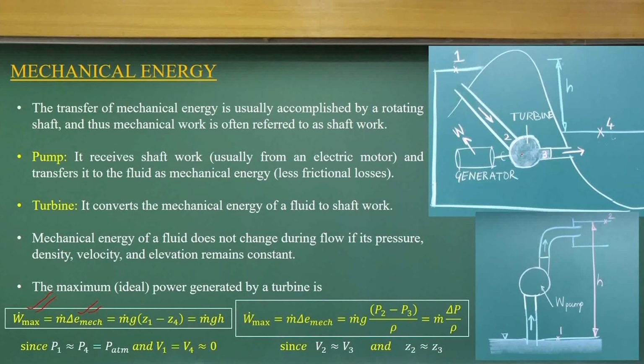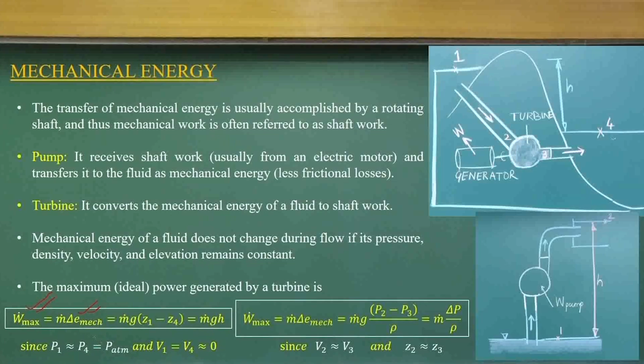Assuming that all are 100% efficient systems, then for the maximum power generated between points 1 and 4, as you know, the pressure at these two points will be atmospheric and both are the same. The velocity at 1 and 4 becomes 0, so only the elevation difference, the potential energy difference, gives the maximum ideal power generated by the turbine.